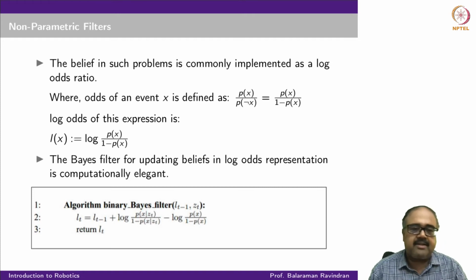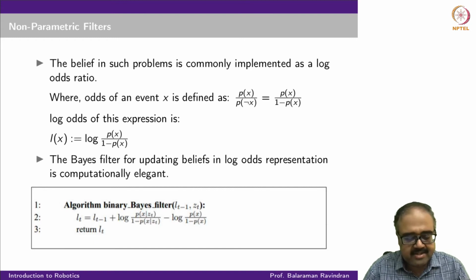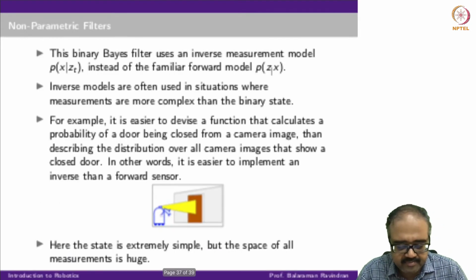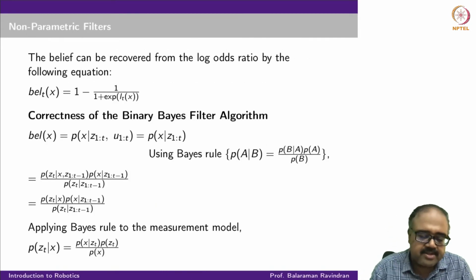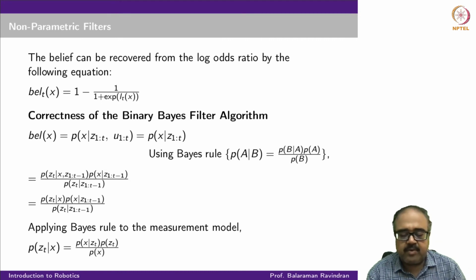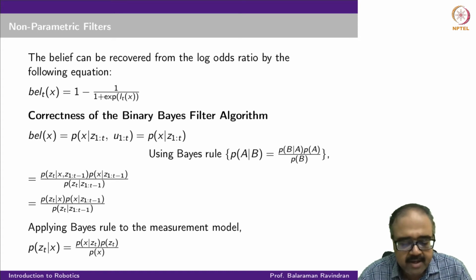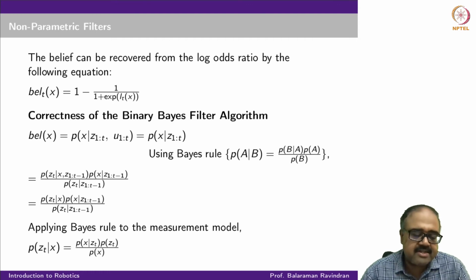Take that back to that side. So I'll get e power L of x divided by 1 plus e power L of x. I'll simplify that to get this expression. So if you take this up, you can see that it's 1 plus e power L of x minus 1, so that will go away. So you'll get e power L of x divided by 1 plus e power L of x. So that's essentially the belief expression. Just a little bit of algebra to recover the belief from the log odds.